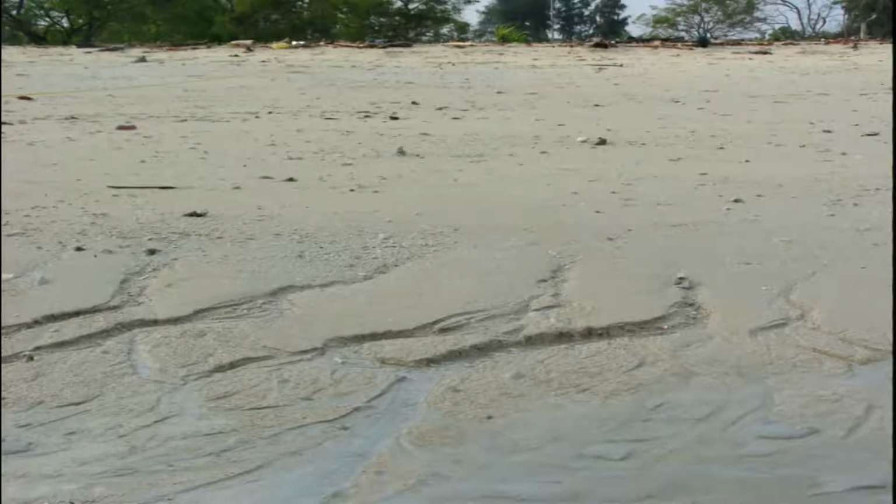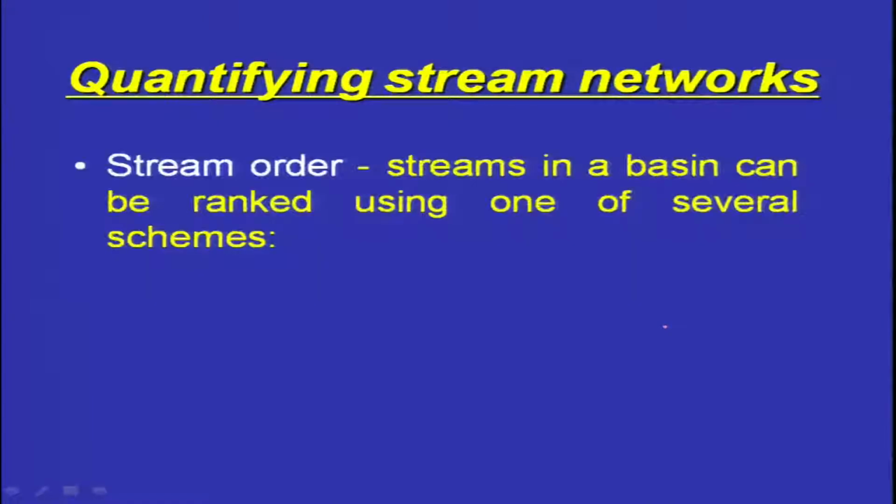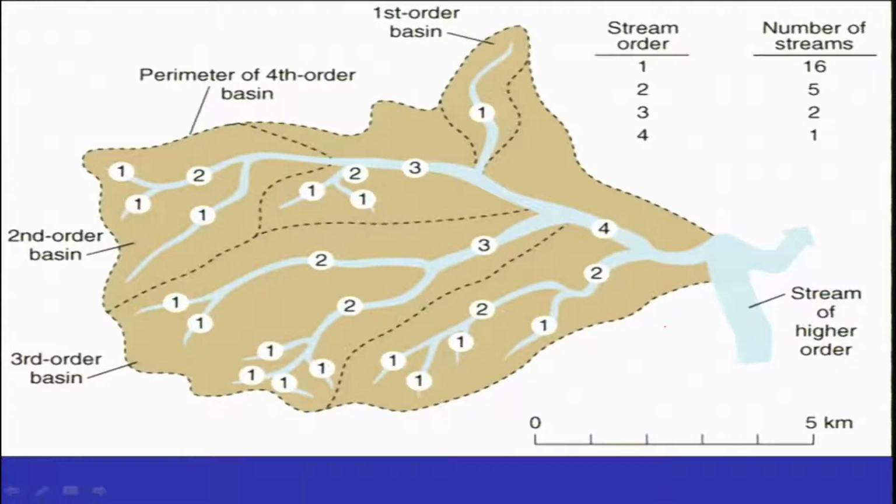So, this is how the terraces will form over time. Okay. Now, quantifying the stream network. Stream order: streams in a basin can be ranked using one of several schemes. This is one of the schemes which I have already discussed. If you have lower order streams, then two lower order streams joining give rise to higher order streams. Okay.